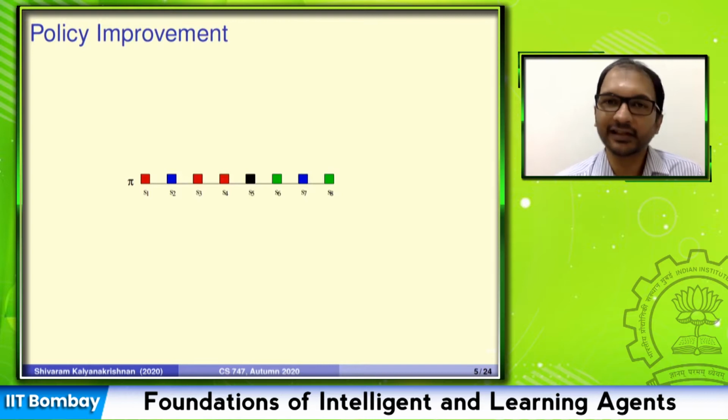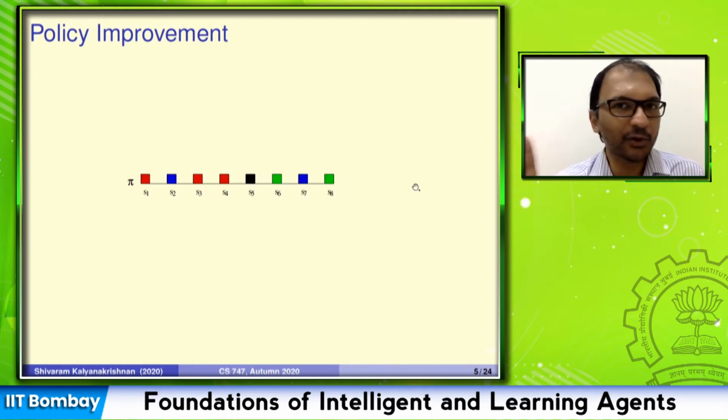Now we come to the crucial element, the core of the policy iteration algorithm, which is a step called policy improvement. This is best done by looking at an example. What I have shown you here on this slide is a policy pi. It's defined on an MDP that has 8 states, S1 through S8, and 4 actions. The actions are red, blue, black, and green. If I'm drawing a picture like this, what it means is this particular policy is taking action red in S1, blue in S2, red in S3, red in S4, black in S5, etc. That's the policy.